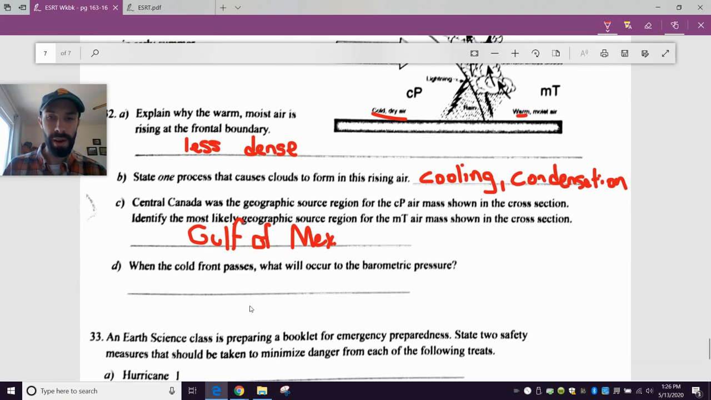So when the cold air mass comes through, you often have high pressure afterwards, so that it's going to become higher. Okay, higher, or it's going to increase. Okay, if you want to say increase there.